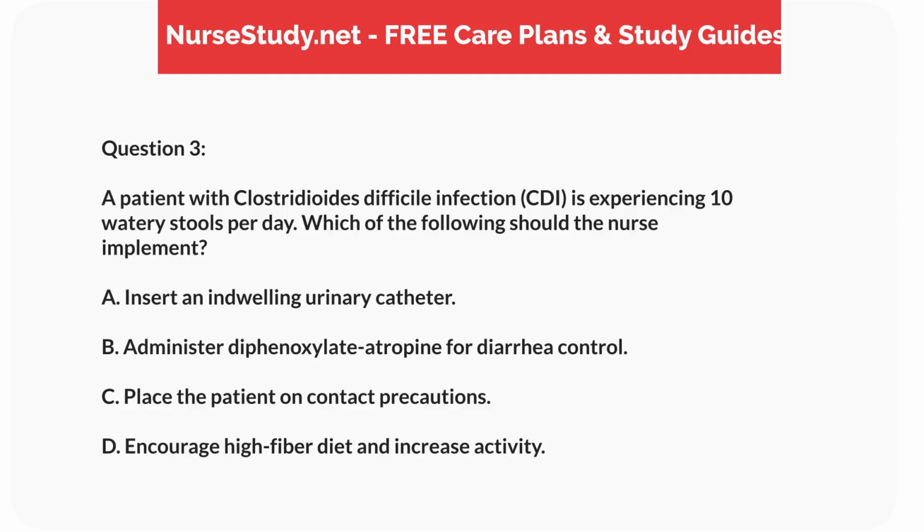A. Insert an indwelling urinary catheter. B. Administer diphenoxylate atropine for diarrhea control. C. Place the patient on contact precautions. D. Encourage high-fiber diet and increase activity.